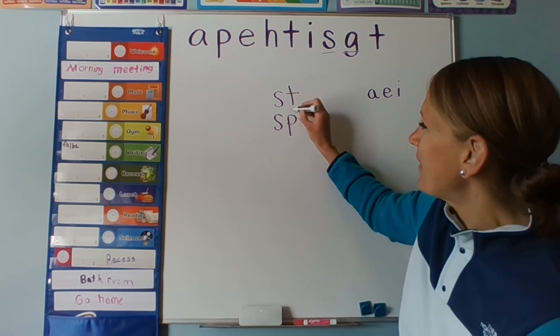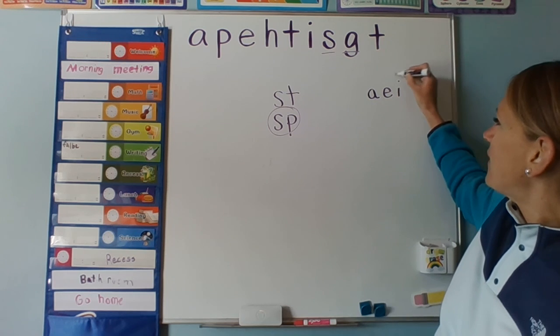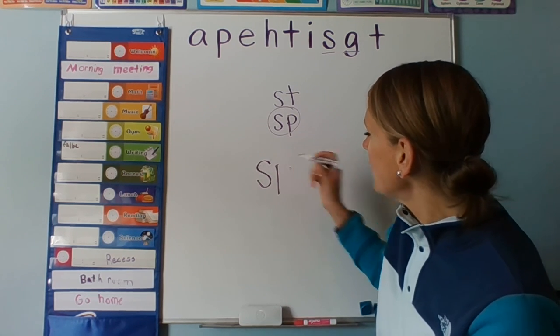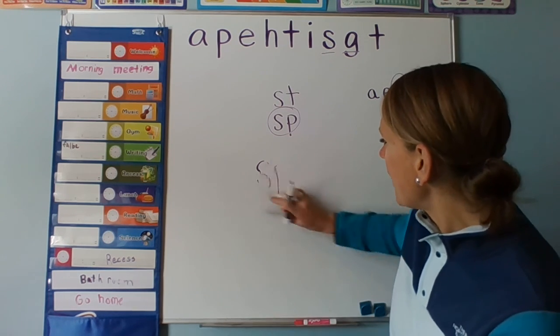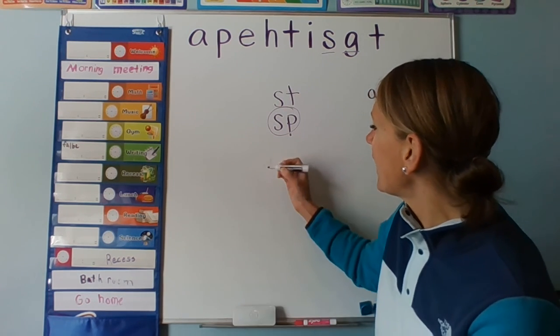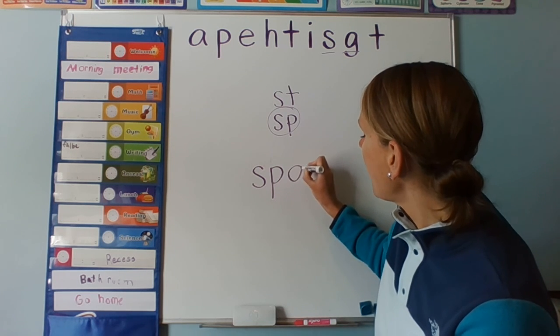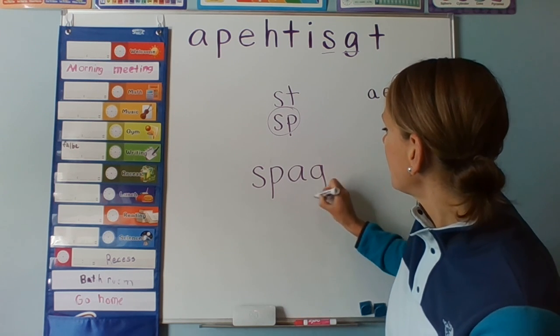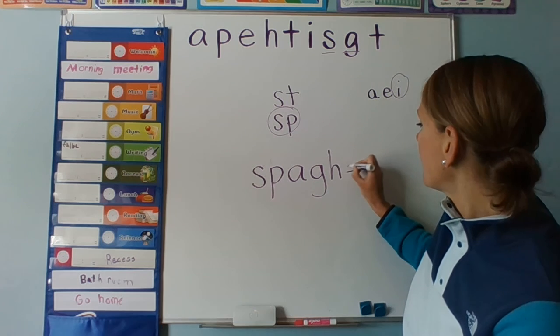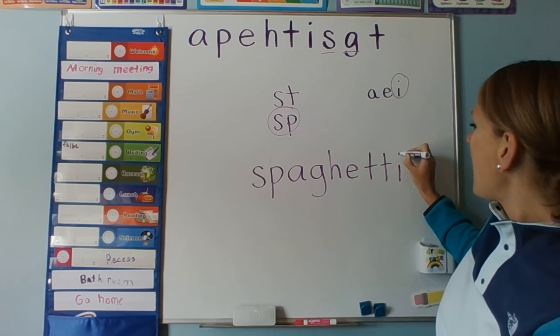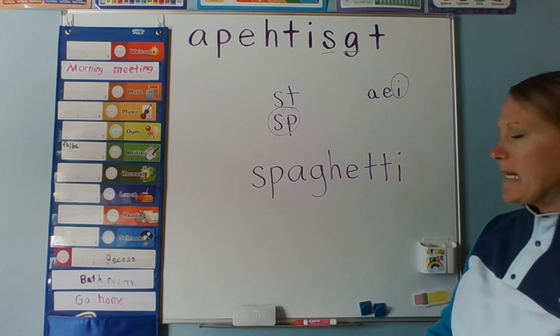Okay, so we're using this SP and we're ending with the vowel. So spaghetti. S. Whoops. Sorry, I'm dragging my hand in it. Let's try it again. S P A G H E T T I, spaghetti.